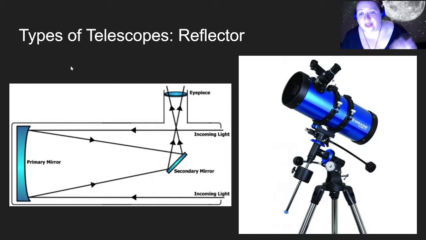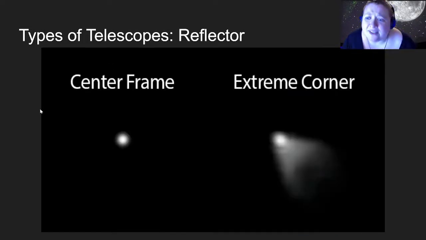And the good thing about a mirror is you don't have that chromatic aberration. All colors of light bounce off of a mirror in exactly the same way. And so you're able to have a good telescope image without having that kind of rainbow effect that lenses give you. Now, that doesn't mean that reflectors are not without their own problems.